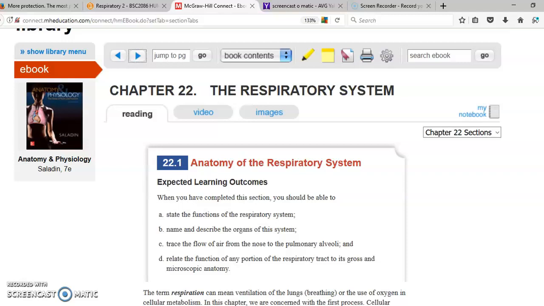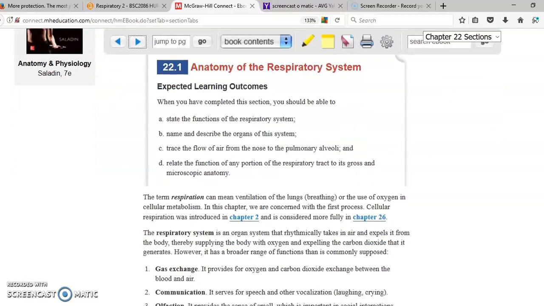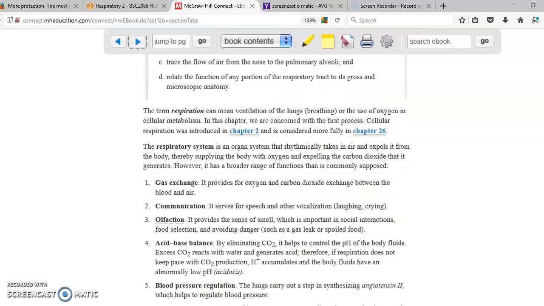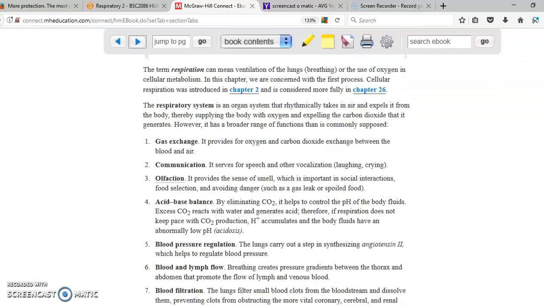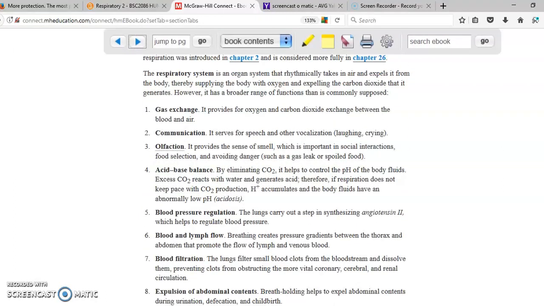Okay, we're going to start with the respiratory system, anatomy of the respiratory system. Obviously, the respiratory system has multiple different functions. As you can see here, gas exchange, right? It allows us to exchange the oxygen and carbon dioxide. Communication, it allows us to produce sounds, olfaction, we can smell. Acid-base balance, because we have a formula. And I already showed you that chemical reaction before.